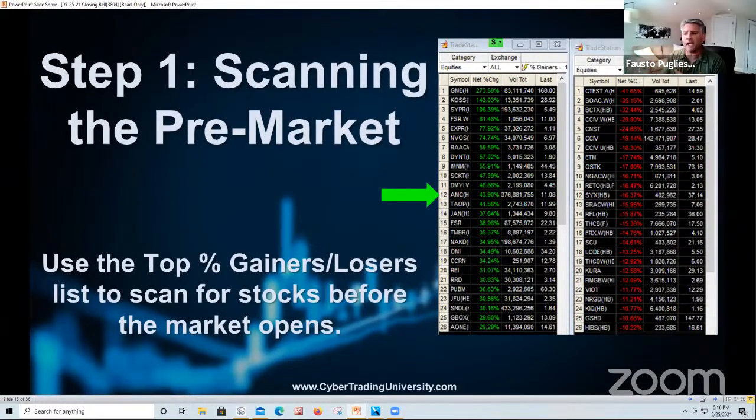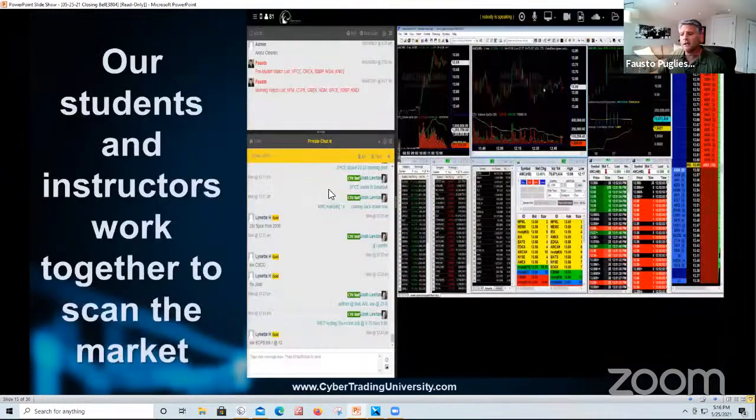Just basically finding what's moving in the market, and that basically gives us a sense of direction where the stock is going. Now, there's a lot of stocks that are moving on this list, but you got to remember, you only need one to make a day's pay, okay? We just need one to make a day's pay.